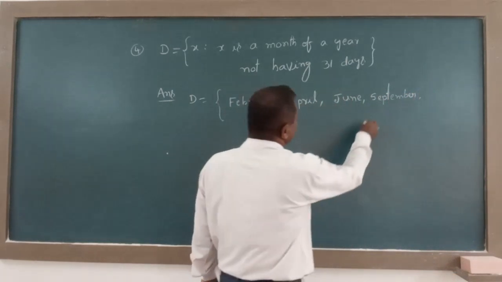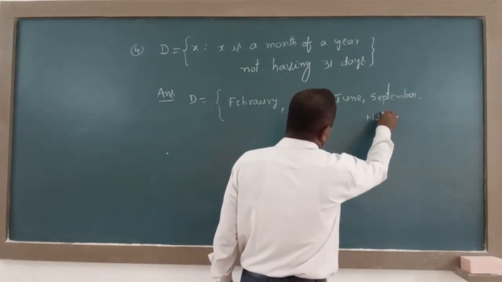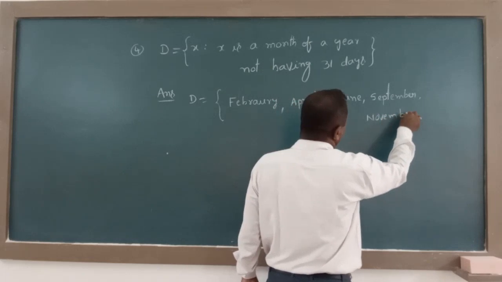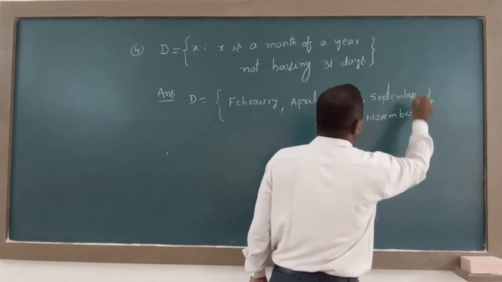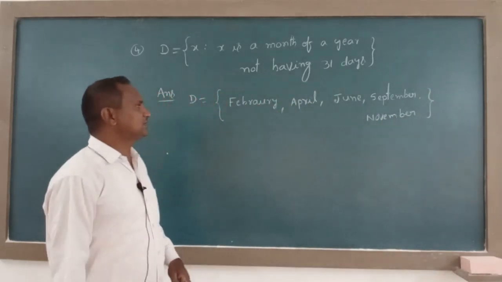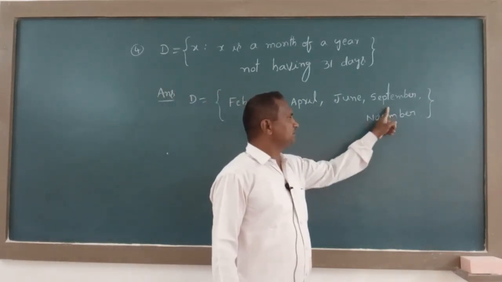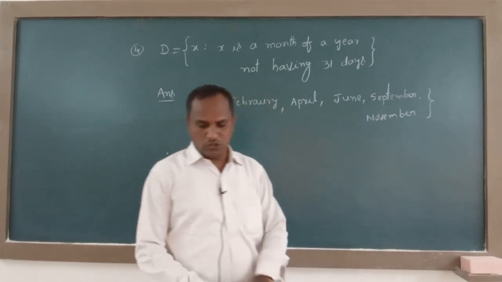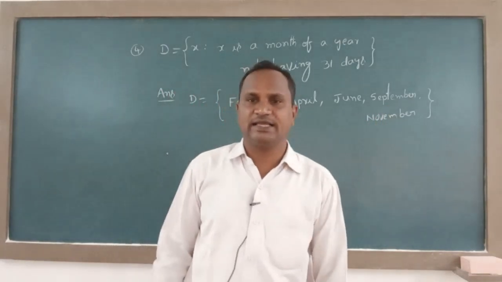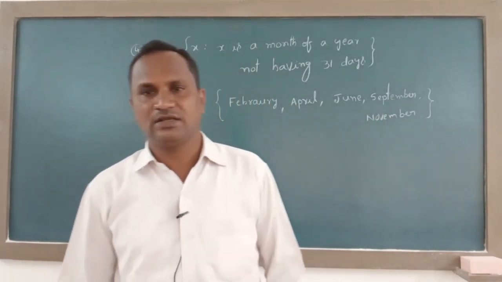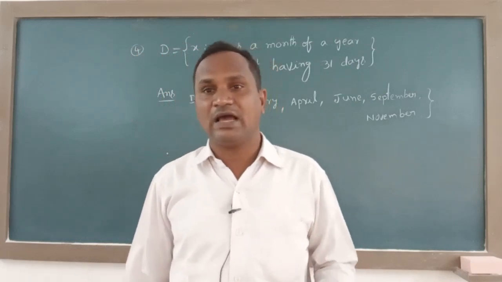Next, afterwards, November. These months do not have 31 days: February, April, June, September, November. These months do not have 31 days in their periods. But which months have 31 days?